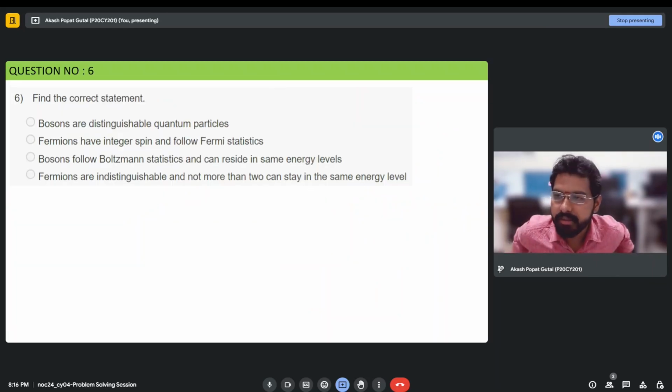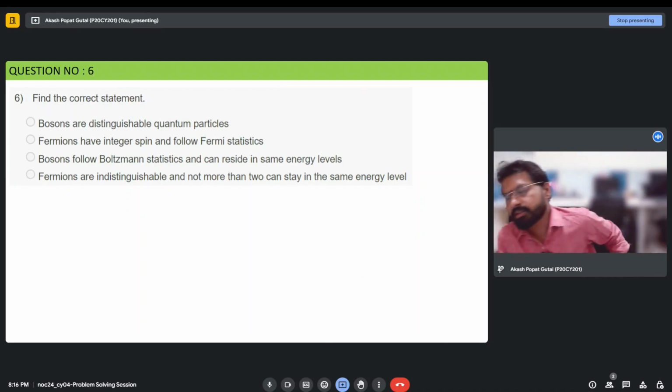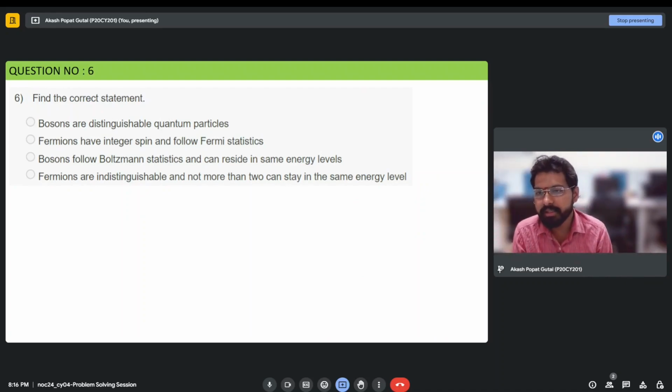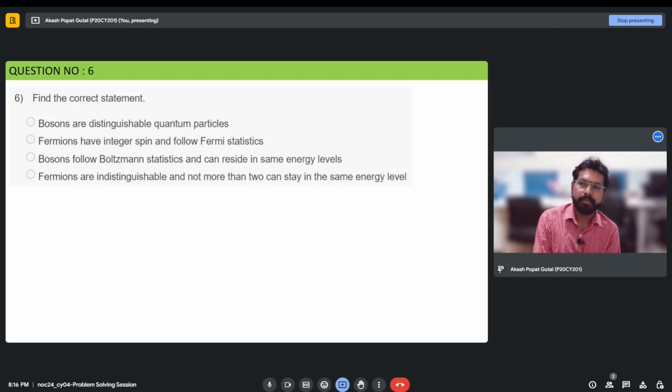So question number 6 is: find the correct statement. First statement: bosons are indistinguishable quantum particles. Fermions have integer spin and follow the Fermi statistics. Bosons follow the Boltzmann statistics and can reside in the same energy levels. Fermions are indistinguishable and not more than two can stay in the same energy level. So let's try to find out the answer. Take 2-3 minutes.